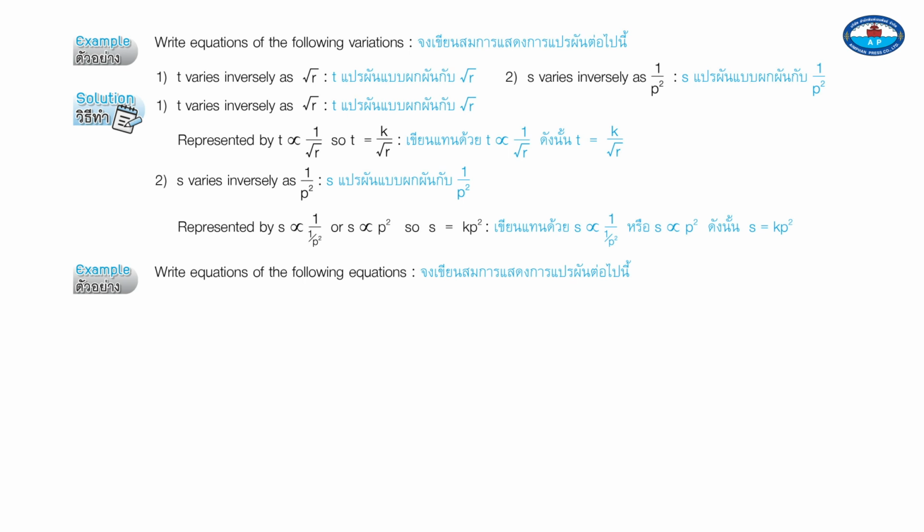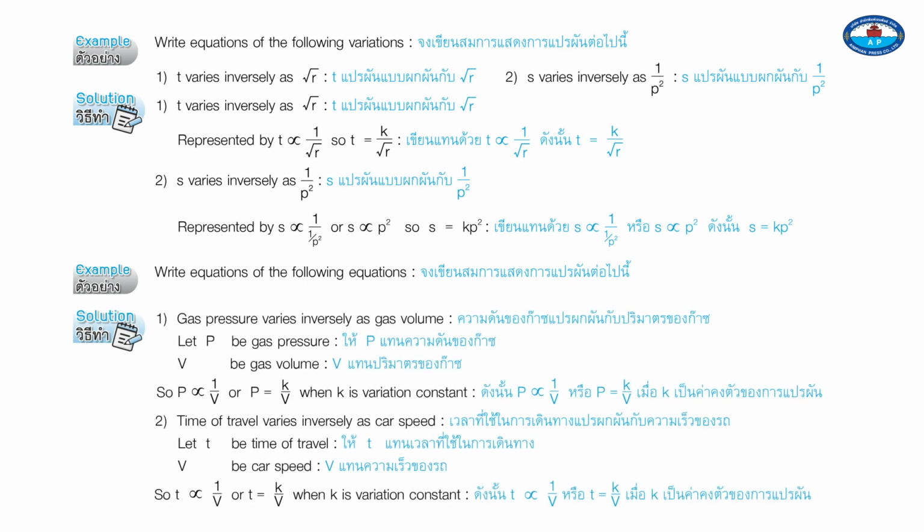Example. Write equations of the following variations. Solution. 1. Gas pressure varies inversely as gas volume. Let P be gas pressure. V will be gas volume. So P varies 1 over V, or P equals K over V, where K is variation constant.